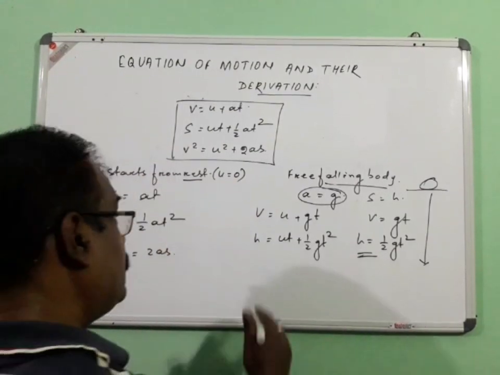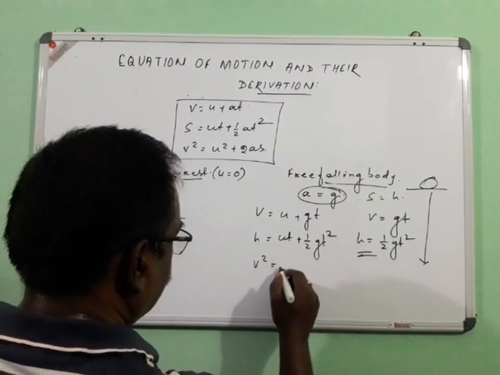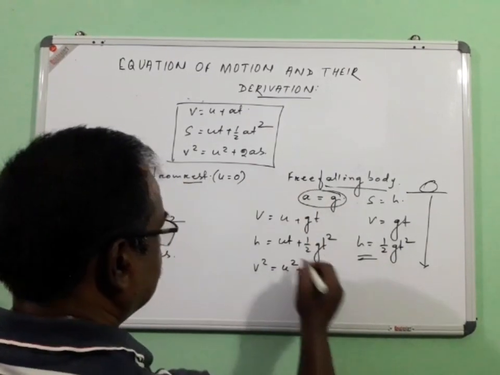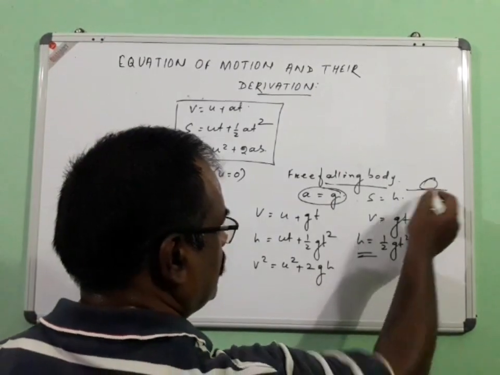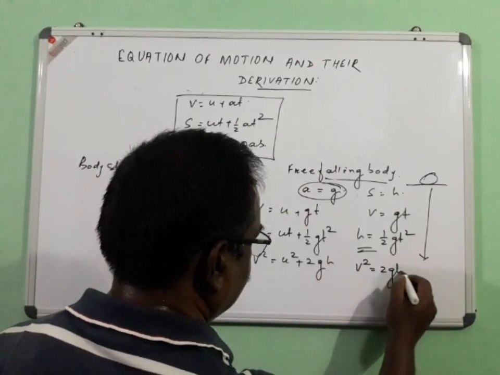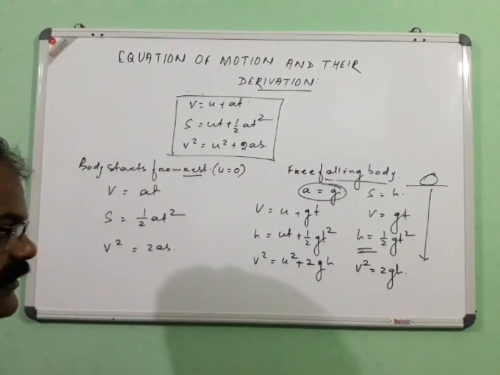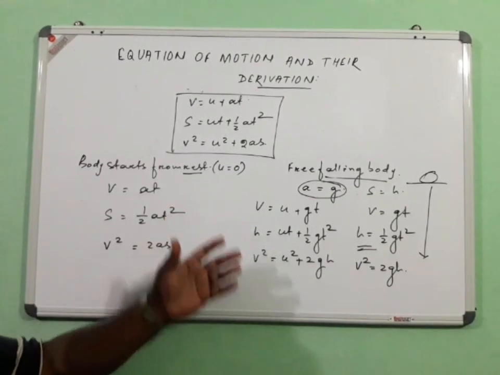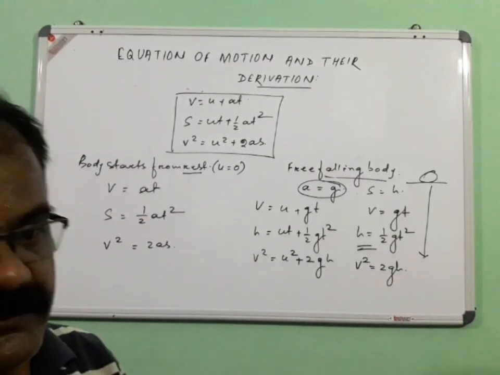Similarly, the third equation becomes V square is equal to U square plus 2gh, where the acceleration is g and the distance is h. Hence if it has come from the rest condition, then V square is equal to 2gh. So these all are about the equations of motion and their derivation in different conditions. Another way is there to prove this, graphically, which we will discuss in a later video.